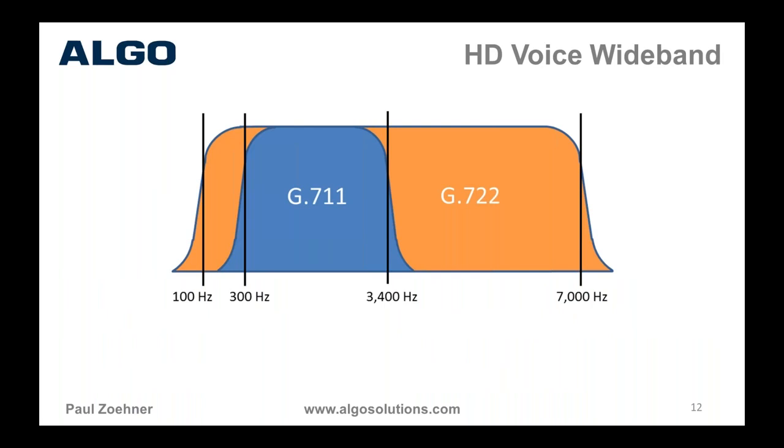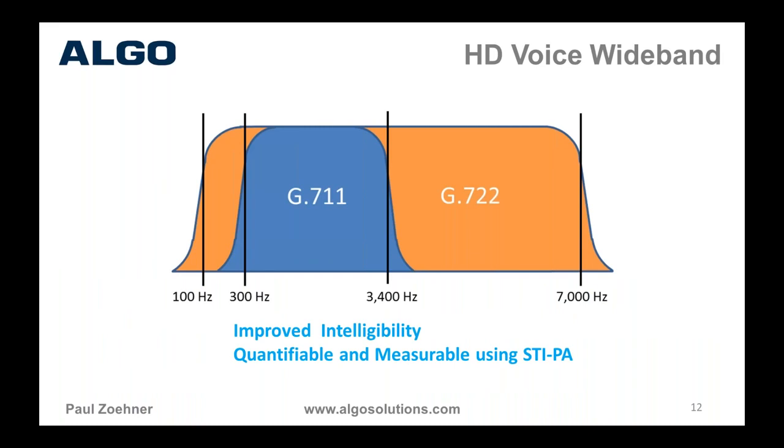Just in case it's not clear what HD voice is or what wideband is, looking at this diagram, G711 is the standard telephony that we're all used to, constrained to 300 to 3400 hertz. That's perfectly acceptable for voice. But in Western languages, a lot of the intelligibility is actually in the top octave in the G722 band, so that extension from 3400 hertz up to 6800 or 7000 hertz.